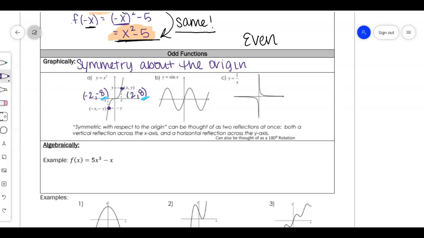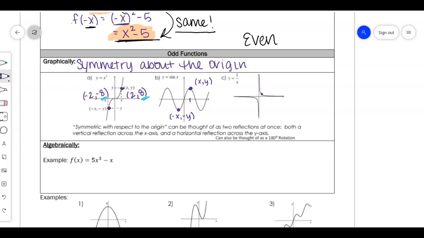Something similar, again looking forward, sine is also an odd function. Again, I'm not going to give specific points here, but whatever this x value is gave us some y value. Now I know if I were to plug in that same x value but negative, I'm going to get the same y value but negative.